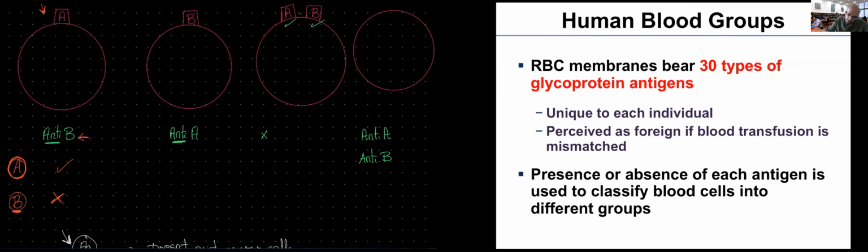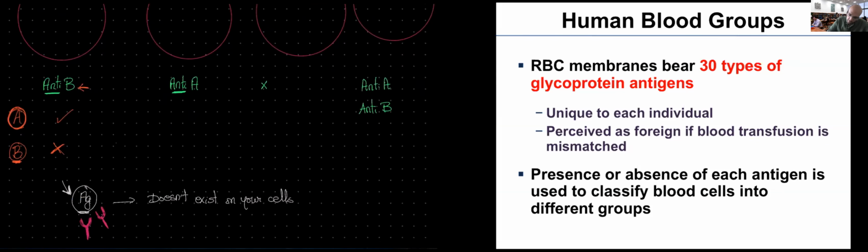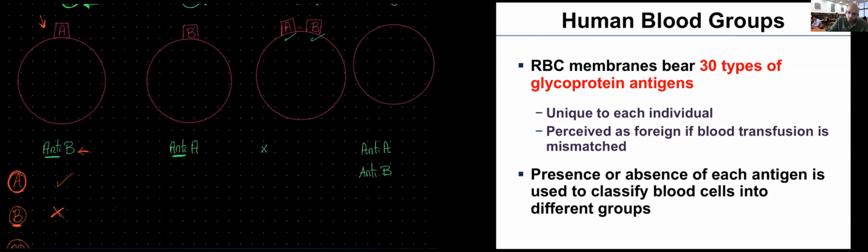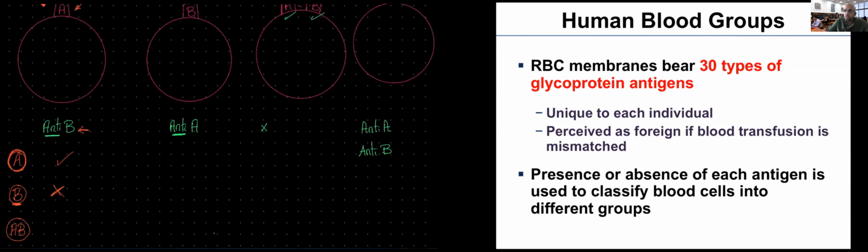Can I receive blood from a person who is a blood group type AB? What do you think? I'm a blood group type A. I have antigen A. Can I receive blood from a blood group type AB? Yes or no? Yes, yes, no. What do you think?